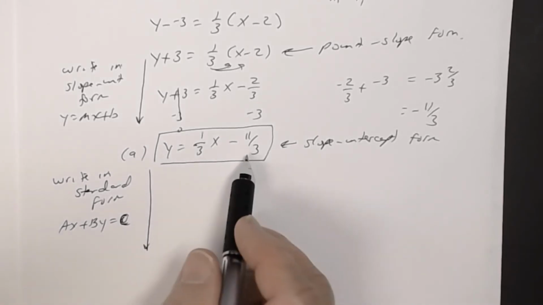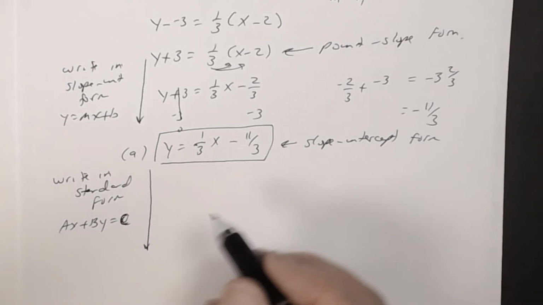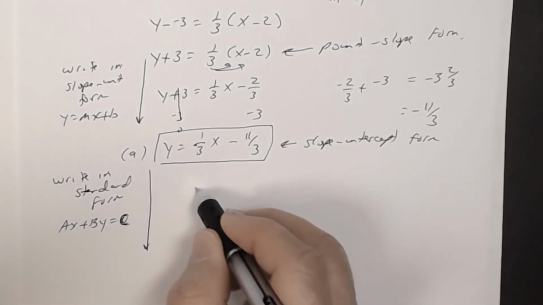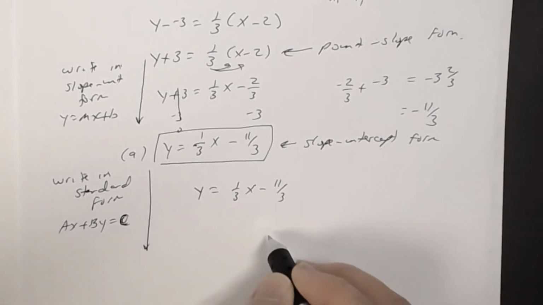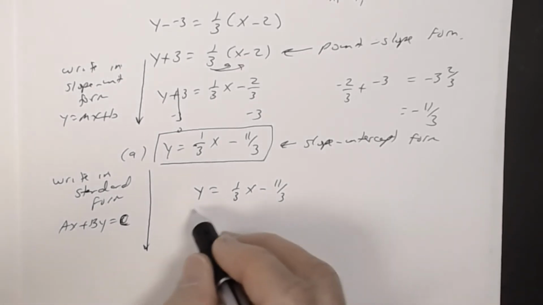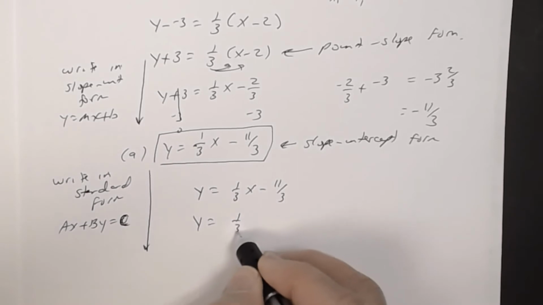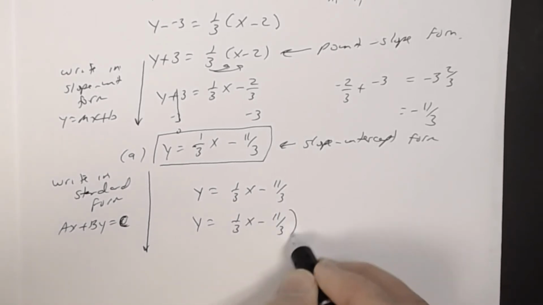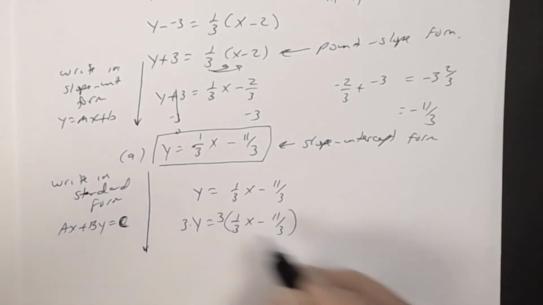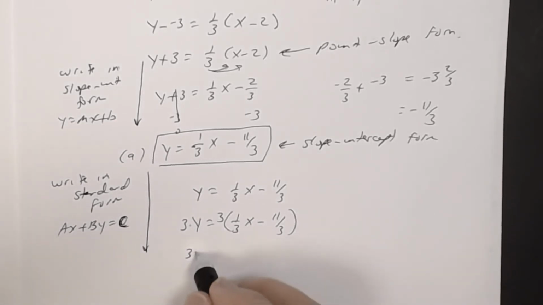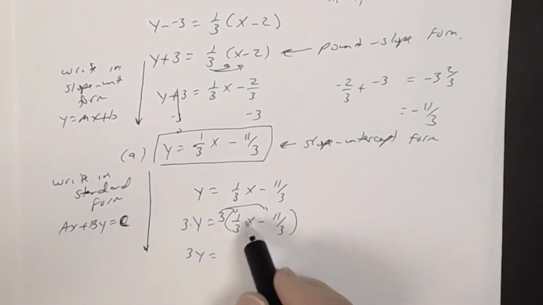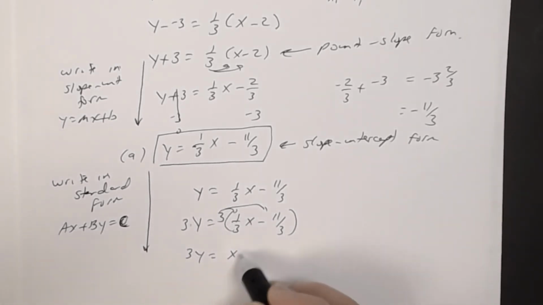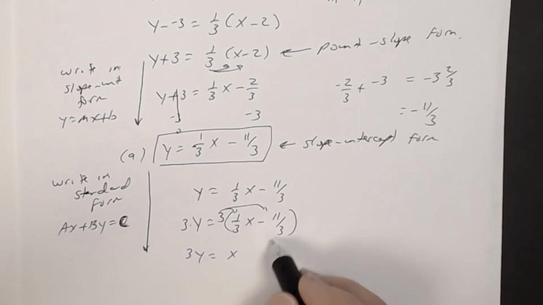So the LCD is 3. The denominators are 3, so the LCD is 3. So let me go ahead and rewrite this over. So y equals 1/3 x minus 11/3. And now I'm going to multiply both sides by 3. And so I get 3y equal. Now I'm going to distribute the 3. So 3 times 1/3 x is just x. 3 times a -11/3 is just minus 11, right?